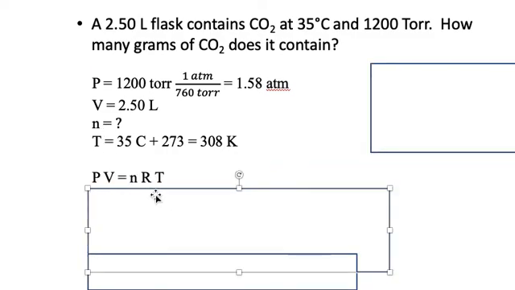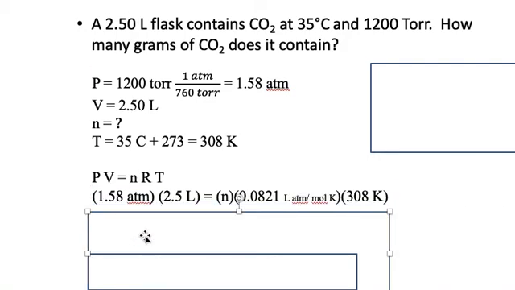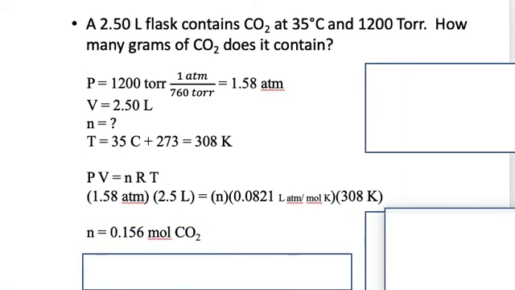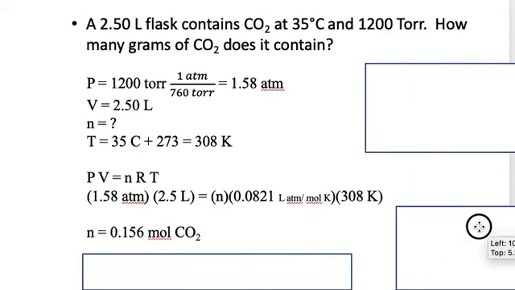I'm going to be trying to solve for n this time. So I plugged in the pressure, the volume, the gas constant, including the units to make sure it cancels out with everything, and then there's my temperature. I'm going to solve for n, so I'll multiply the pressure and the volume together. I'll divide by R, and I'll divide by the temperature. And when I do that, I get 0.156 moles of carbon dioxide.